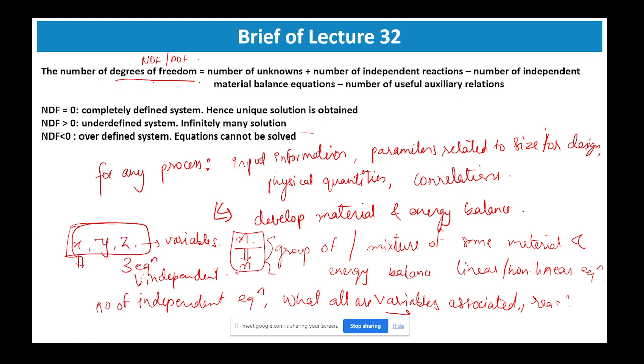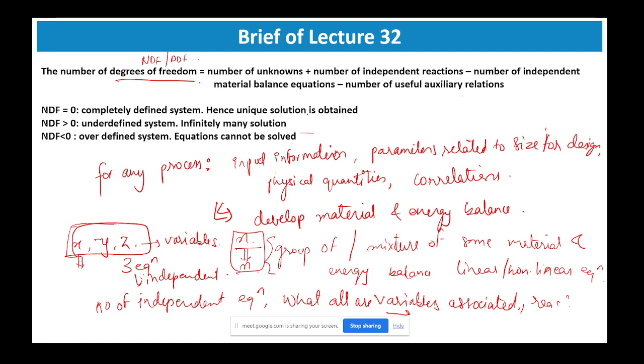So degrees of freedom is one such quantity which you find out, and you know whether the system is solvable or not. Based on the value of the degrees of freedom, you will know how much data you need to provide to your system so that it can be solved easily, or so that any programmable software is able to solve the equations. Otherwise, it will not be able to solve.